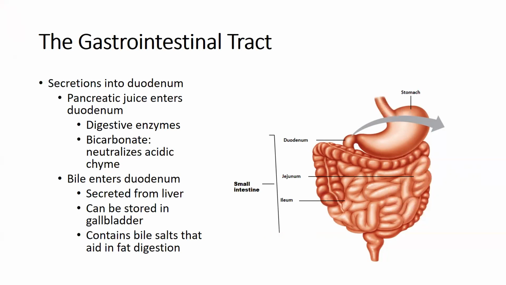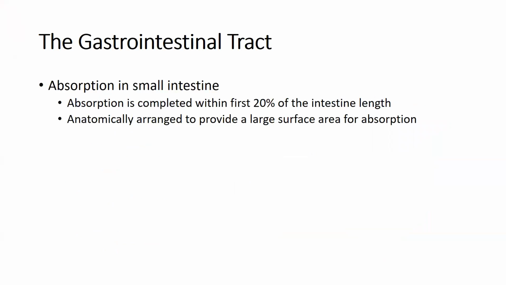The second substance that is entering the duodenum is bile. Bile comes from the liver, it's stored in the gallbladder if it's created in excess, and it has bile salts that specifically aid in the digestion of fats, right? So the emulsification of fats happens via bile. All right, so absorption in the small intestine happens within the first part of the intestine length, so the duodenum and the jejunum. That's the main area where most of those nutrients move across the epithelial layer into the bloodstream.